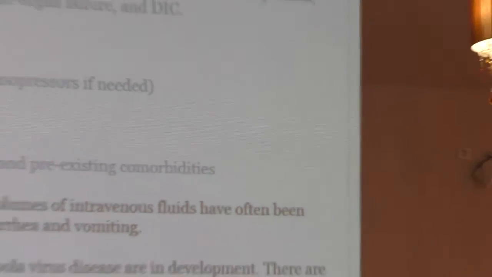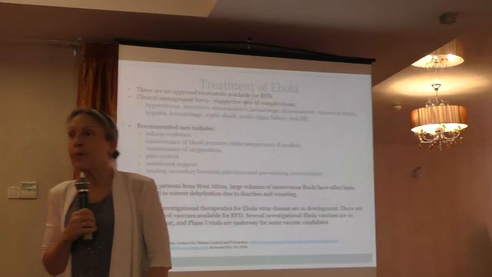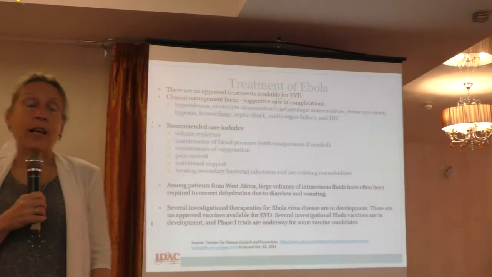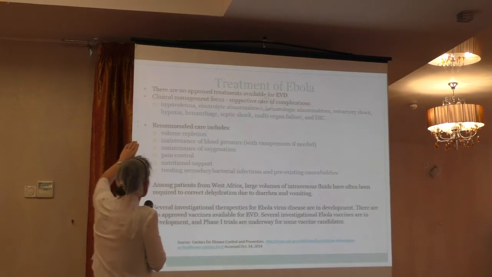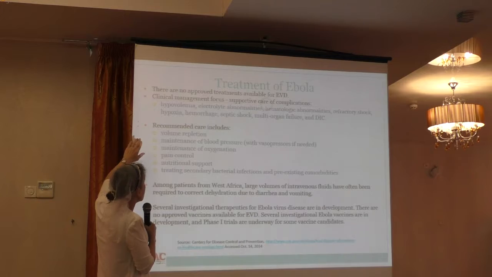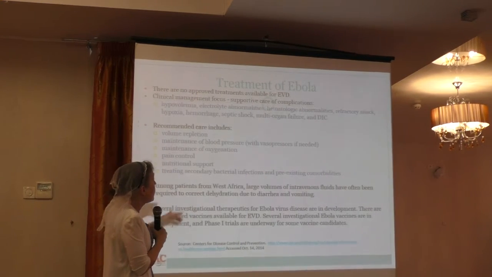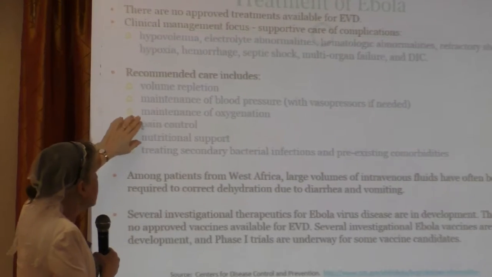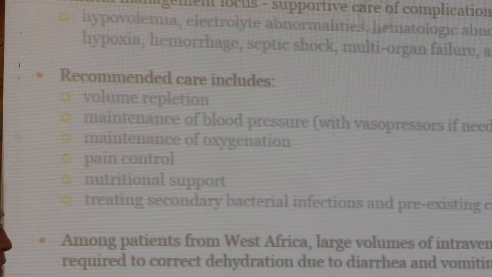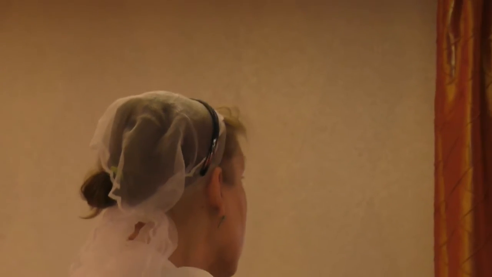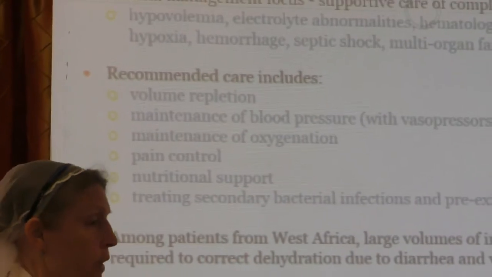All right, there's no approved treatment for Ebola. We heard that before? Yeah, so that's what we're looking at with tropical diseases. And here's the supportive care we were talking about. Volume retention, maintaining blood pressure with vasopressors if needed, maintaining oxygenation, controlling pain, supporting nutrition, treating secondary bacterial infections. Okay? So that's supportive care. That's what we want to be doing for all our patients, and still looking for good treatments for Ebola.